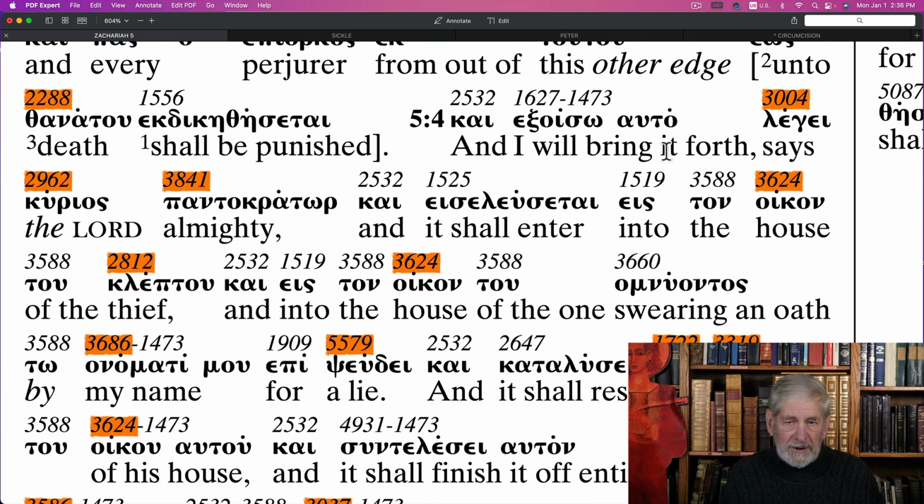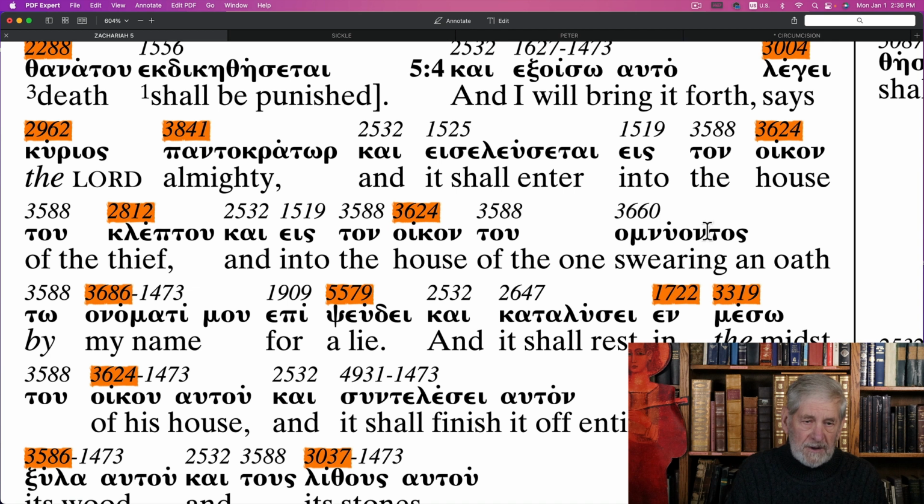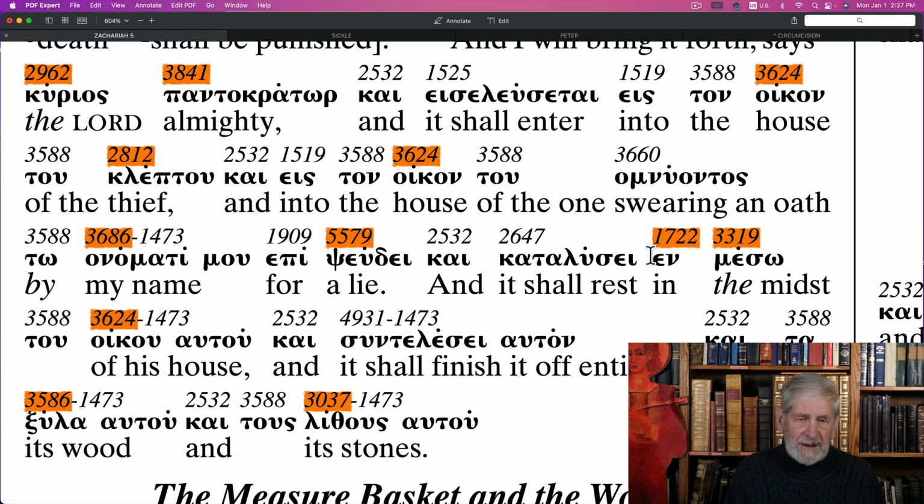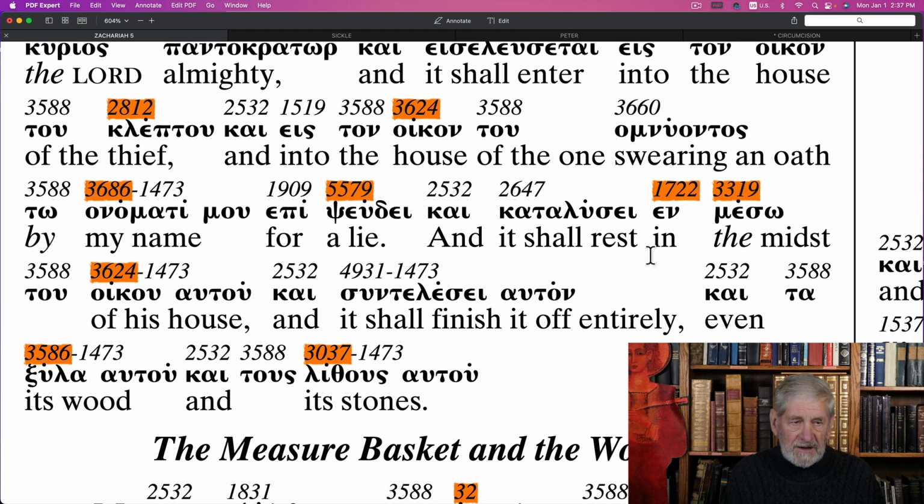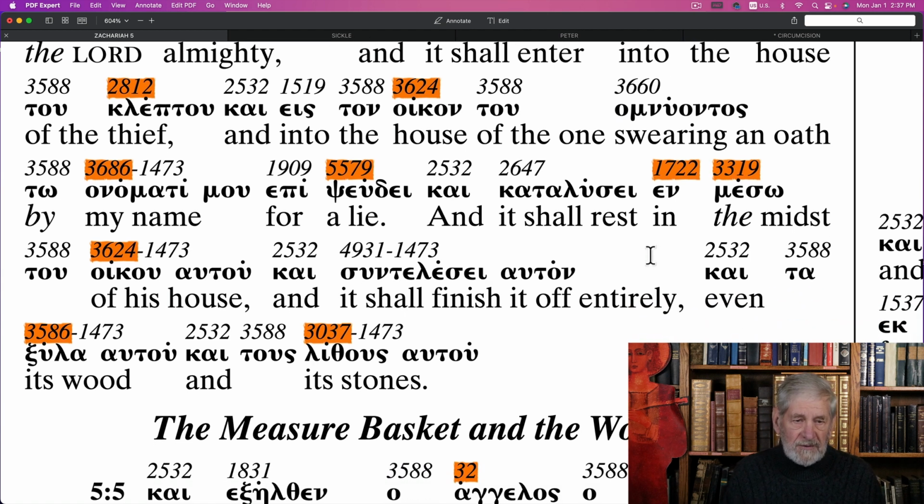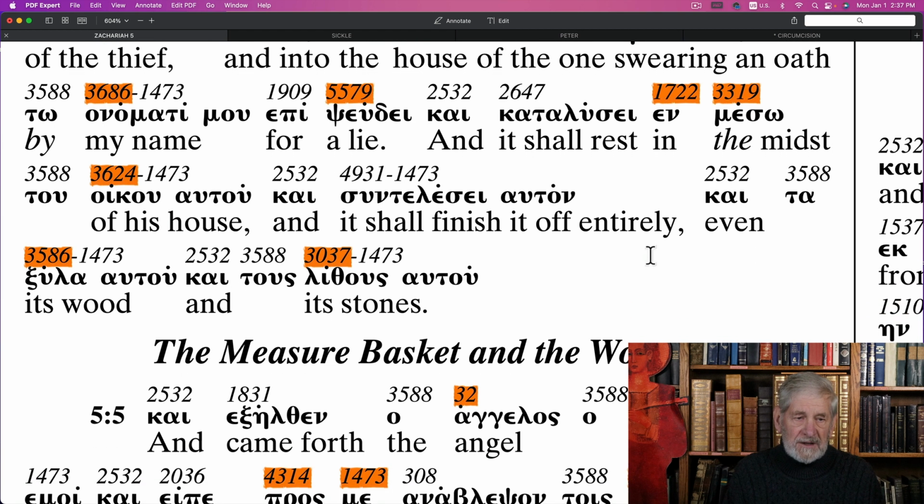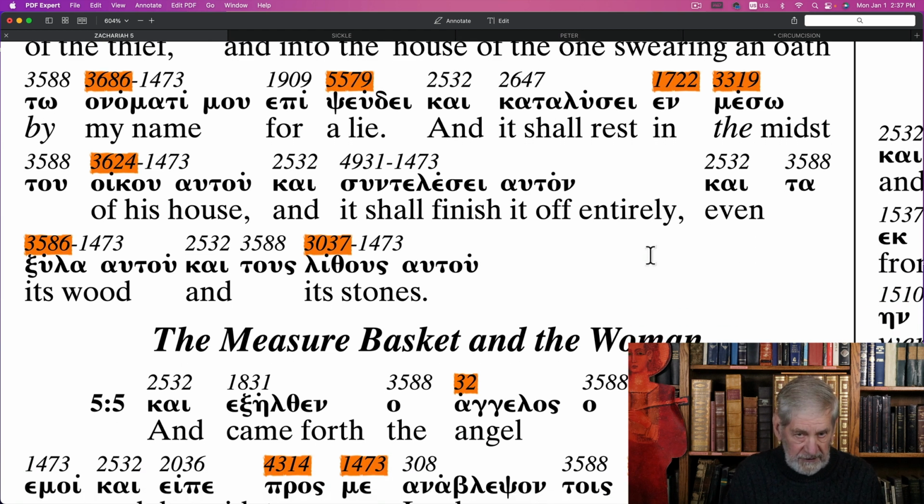Verse 4, "And I will bring it forth, says the Lord Almighty, and it shall enter into the house of the thief, and into the house of the one swearing an oath by my name for a lie. And it shall rest in the midst of his house, and it shall finish it off entirely, even its wood and its stones." So a complete devastation of whatever this sickle hits.